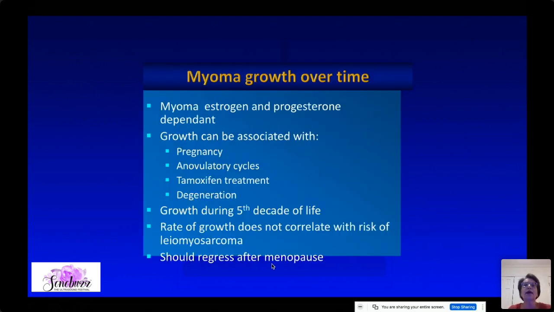What should we do if you see growth over time? We know that these lesions are estrogen and progesterone dependent, and the growth can be associated with pregnancy, ovulatory cycles, tamoxifen treatment, or degeneration. They can grow, especially during the 5th decade of life. The rate of growth, that's the other complicating factor, doesn't really correlate with risk of leiomyosarcoma. But we know that they should regress after menopause. So if you see a very large uterus, and we'll talk about this in a few minutes, in an older woman, then we have to worry about the presence of leiomyosarcoma.